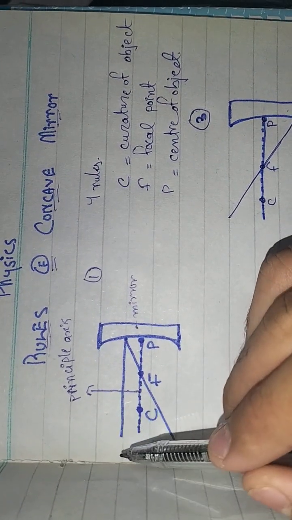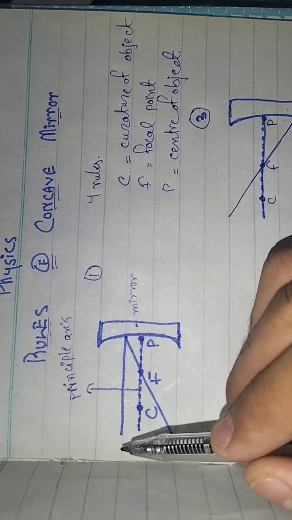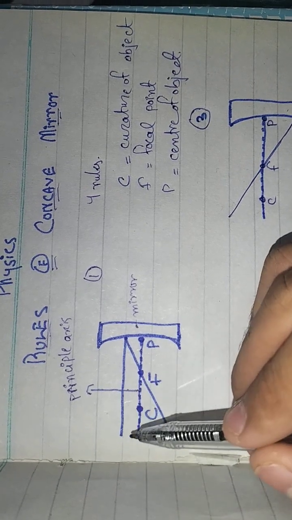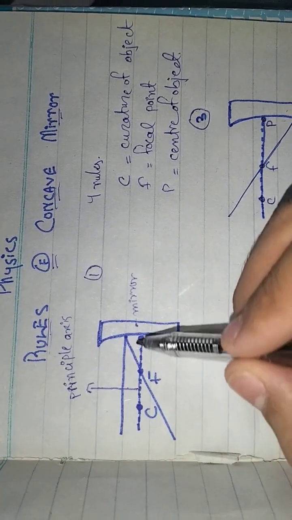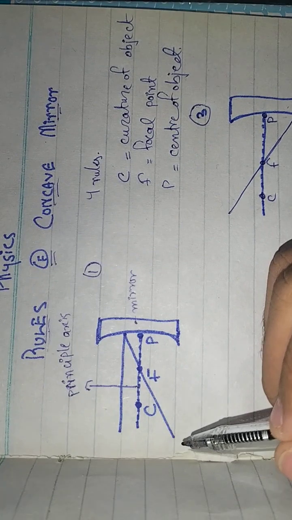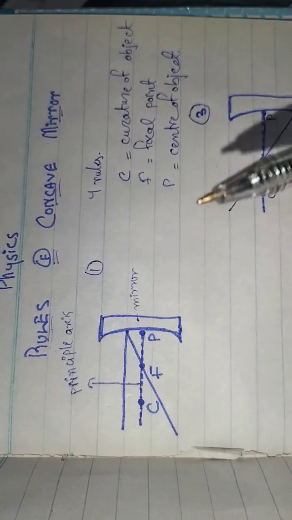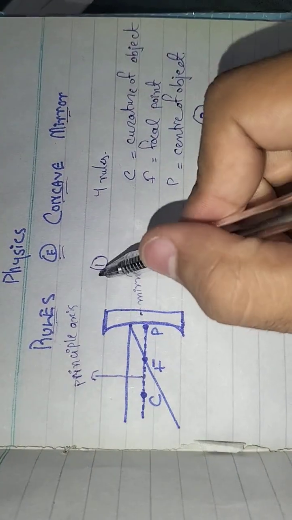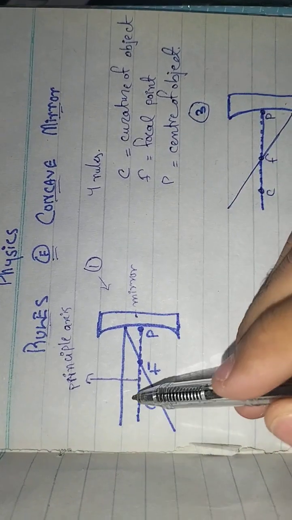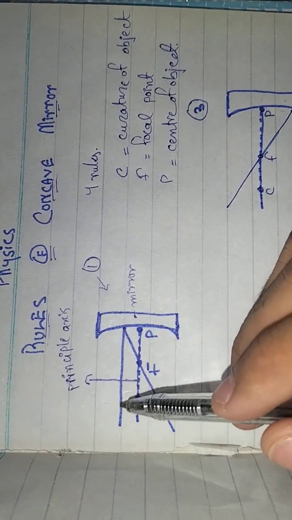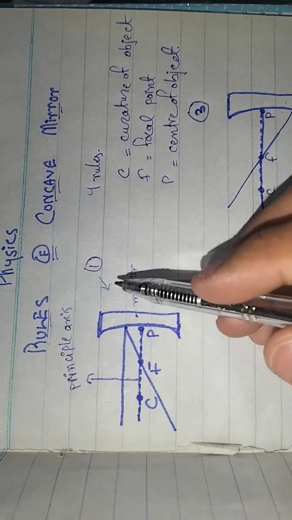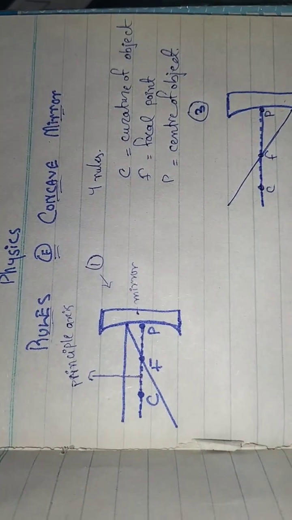If the light goes parallel to the principal axis and bounces back to the focal point, that is called rule number 1. A line goes parallel to the principal axis and bounces back on the focal point. That is called rule number 1.